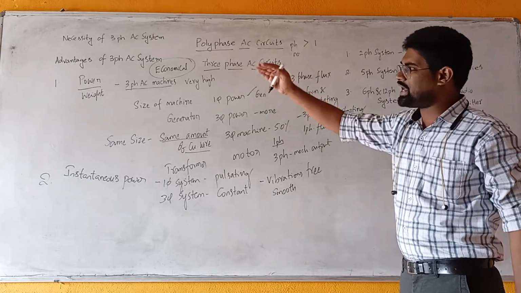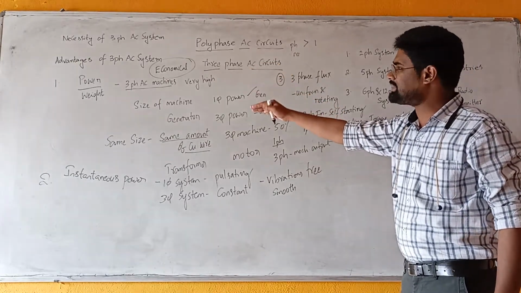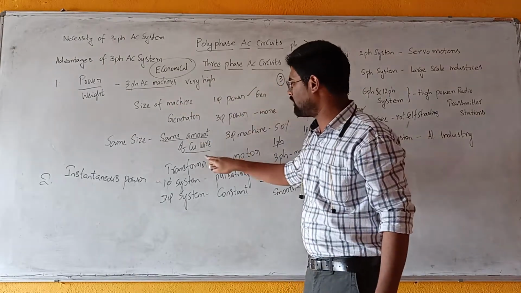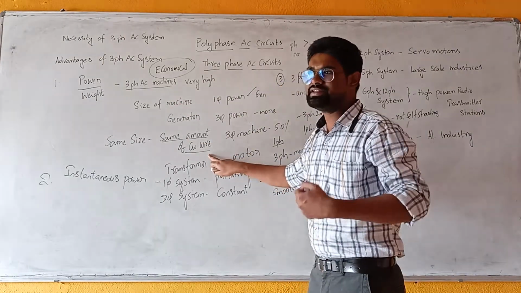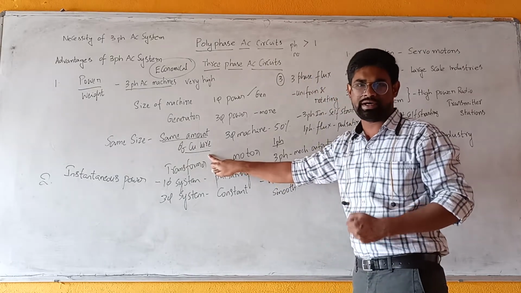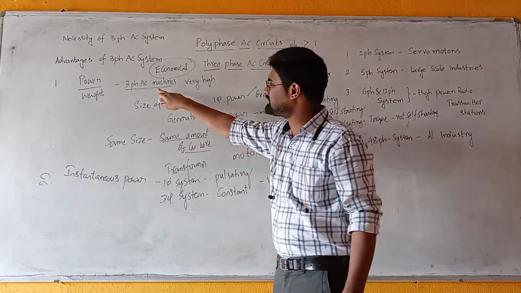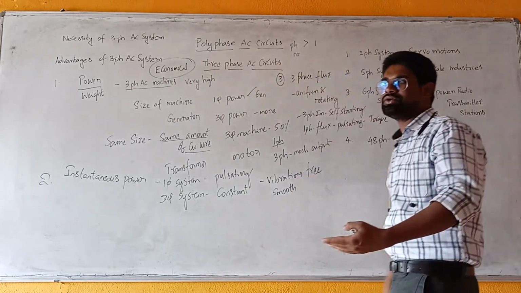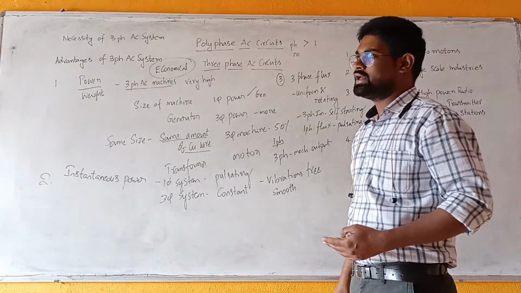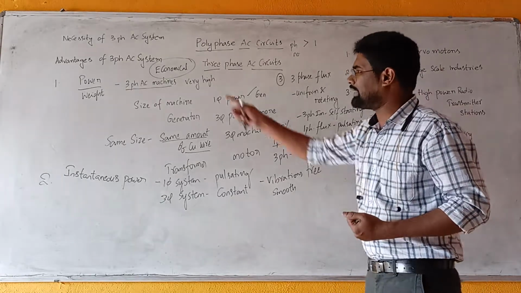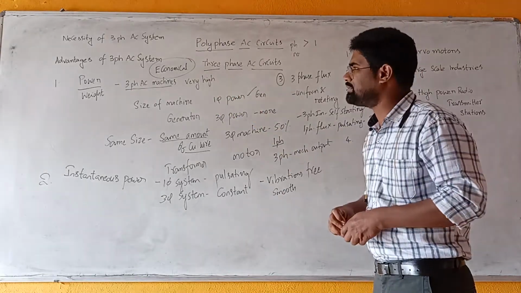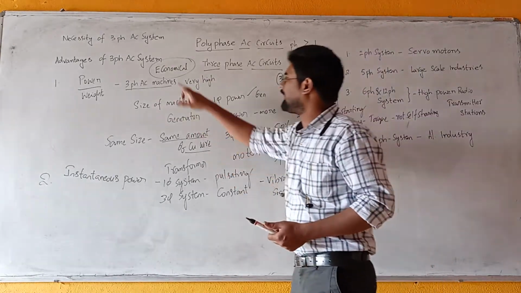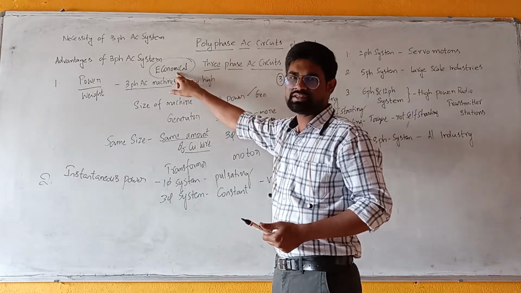For the same amount of power, three phase AC machines use less copper wire, which means less cost is incurred, so the three phase AC system is economical, efficient and superior to single phase AC machines. So the first reason is the power to weight ratio: comparing single phase AC machines and three phase AC machines gives that the economical system is the three phase AC system.